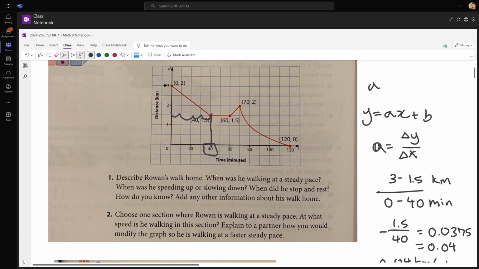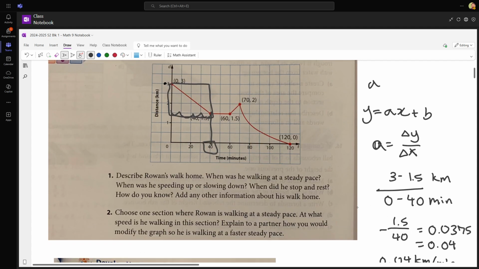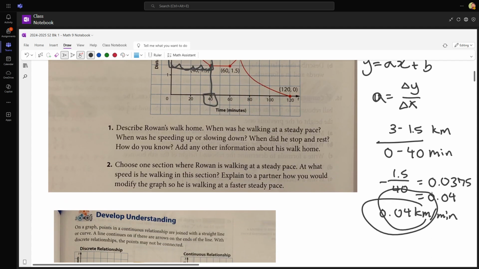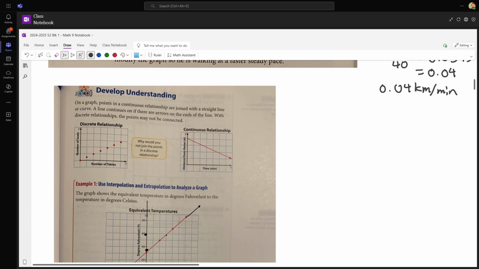Choose a section where Rowan is walking at a steady pace. At what speed is he walking in this section? Explain to a partner how you do this. Modify the graph so he's walking at a faster, steady pace. Now, we did this earlier. We took this part of the graph, we sampled it, and we got this value, which is exactly what you'd be doing for this type of question. Now we're going to move on to the next thing, I believe.